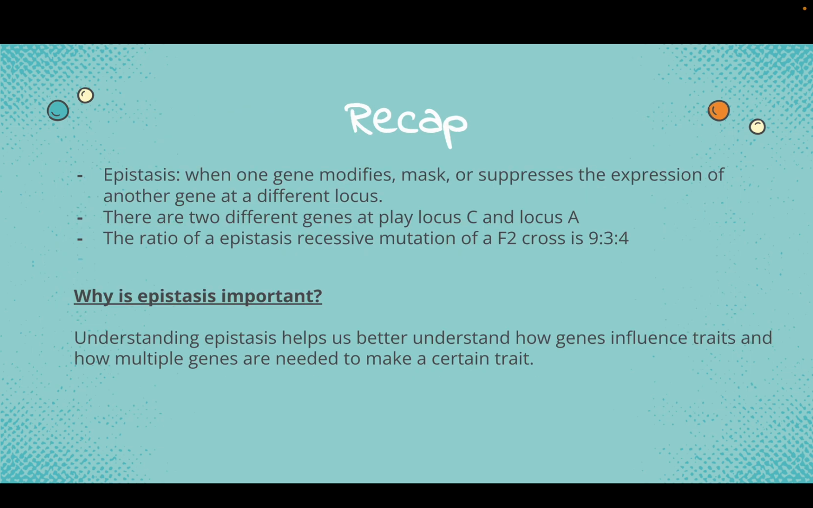And so just a quick recap of what I talked about today. Epistasis is when one gene modifies, masks, or suppresses the expression of another gene at a different locus. Two different genes are important when it comes to the fur coat color of mice, being locus C that produces the pigment and locus A that distributes the pigment across the hair follicles. And the ratio that we find when doing an F1 and F2 cross is a 9:3:4 ratio, being a ratio that represents an epistasis recessive mutation.